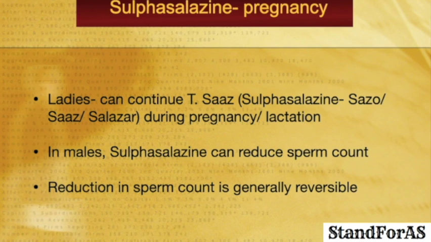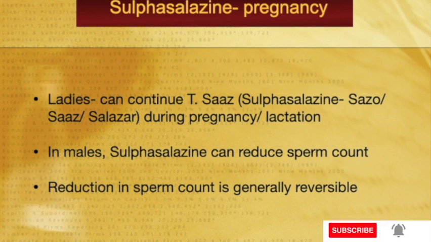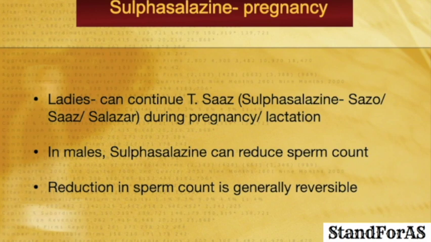Can sulfasalazine be taken in pregnancy? In ladies, sulfasalazine can be continued during pregnancy as well as lactation. In males, sulfasalazine can reduce the sperm count. As I said, this reduction in sperm count is generally reversible. So, for males, if you are taking sulfasalazine and planning pregnancy, do have a word with your rheumatologist. If you are already taking sulfasalazine and you are not able to conceive, do have a word with your rheumatologist.